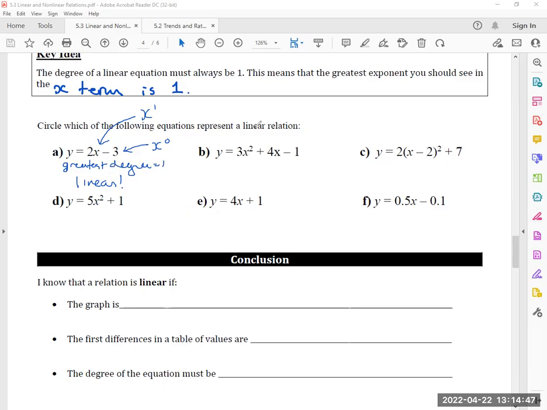How about the next one? Here I see x to the power of 2. Here I see x to the power of 1. Here I see x to the power of 0. What's the greatest degree? 2. It will not be linear. All right, nonlinear.